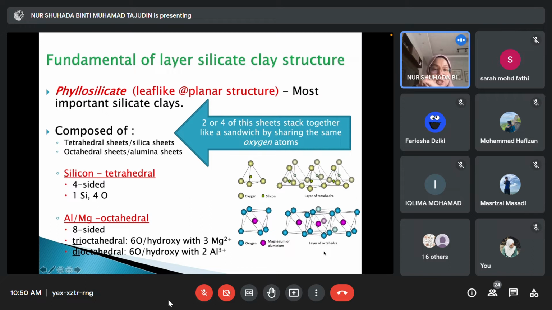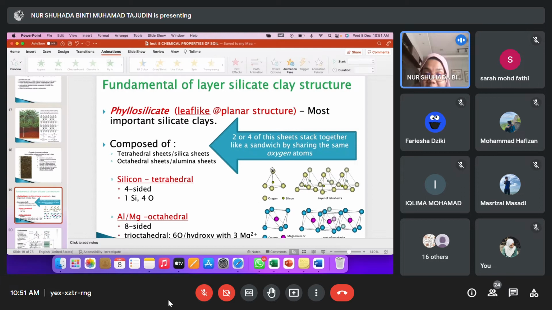So what is actually the first, the most important one, the silicate clay structure, the crystalline silicate clay structure. The most important part is that it is leaf-like, what we call a phyllosilicate structure. This is the most important silicate clay. It is composed of two sheets. We call them sheets because they form layers. The first one is what we call a tetrahedral sheet.